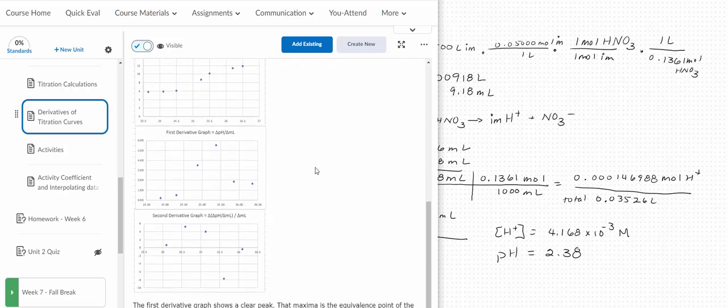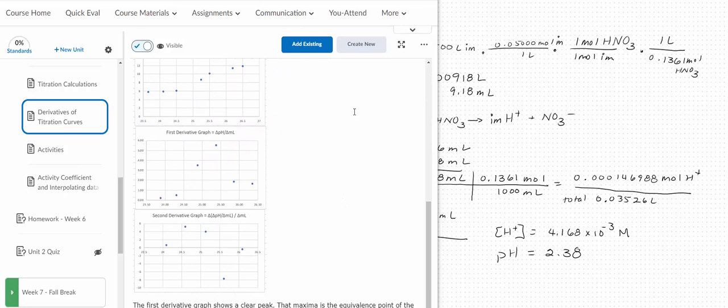So in the first derivative graph, there is a peak, and that peak is the equivalence point of the titration. So the X value is going to be the equivalence volume. The second derivative graph shows the equivalence point at the X-axis crossing. That's where you find the equivalence for the second derivative.